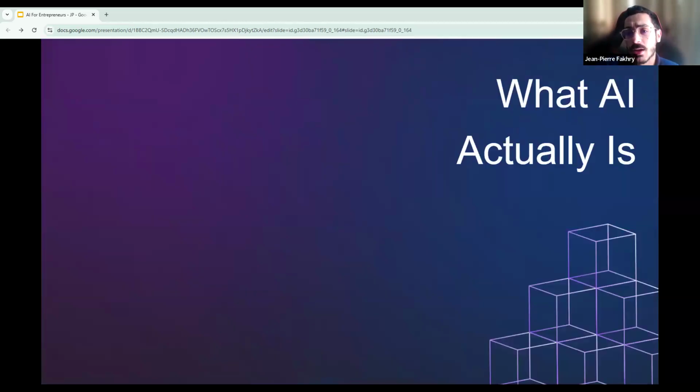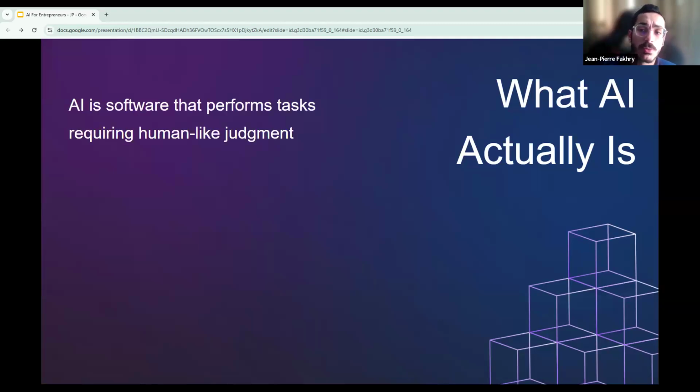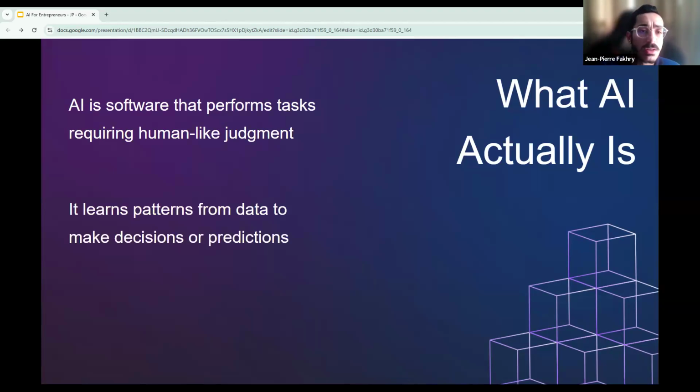Now, to explain what AI actually is, the simplest and most honest definition is this. AI is software that learns patterns from examples and uses those patterns to make decisions or predictions. That is it. It is not magic. It is not a brain. It is just a very fast, very capable assistant that has studied millions of examples, and it can apply what it learned to new situations. When you show it thousands of photos of cats, it learns to recognize cats. It's as simple as that. When you show it thousands of customer service emails, for example, it learns to classify them.